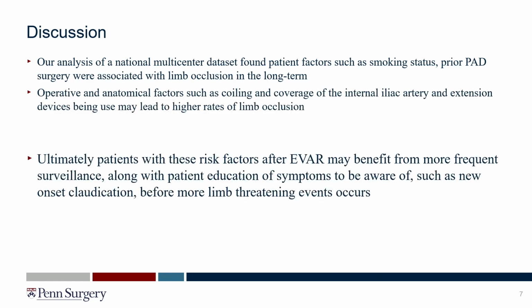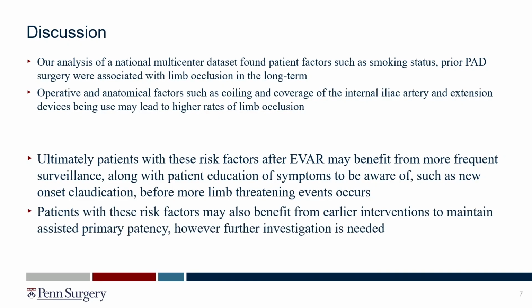So ultimately, patients with these risk factors after EVAR may benefit from more frequent surveillance, along with patient education for symptoms to be aware of, such as new onset claudication, before more limb-threatening events occur. And then patients with these risk factors may benefit from earlier interventions to maintain assisted primary patency. However, further investigation is needed.